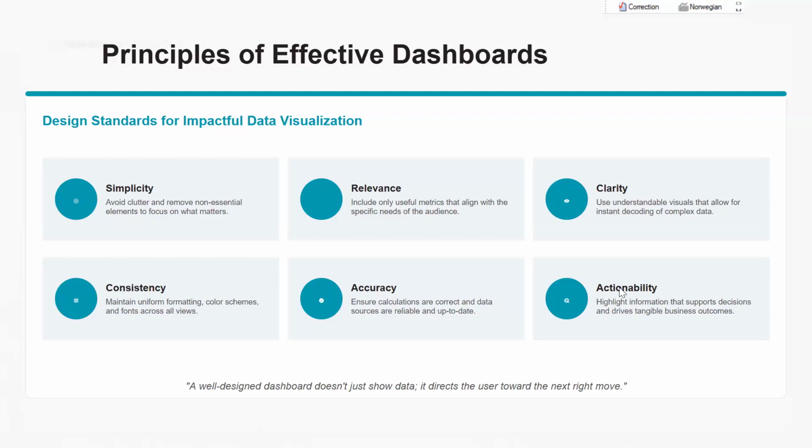Consistency. Maintain uniform formatting, color schemes, and font across all views. Your dashboard should have consistent colors. It should have consistent formatting. Accuracy. Ensure calculations are correct and data sources are reliable and up to date. Accuracy. Make sure that your data is correct.